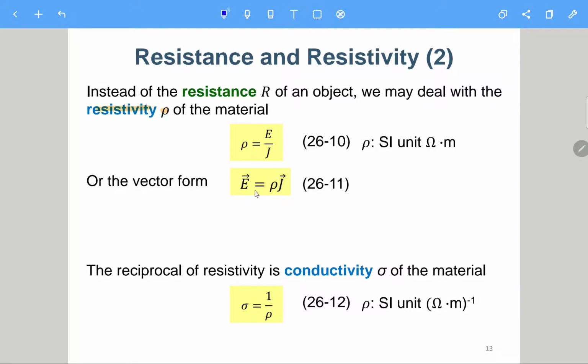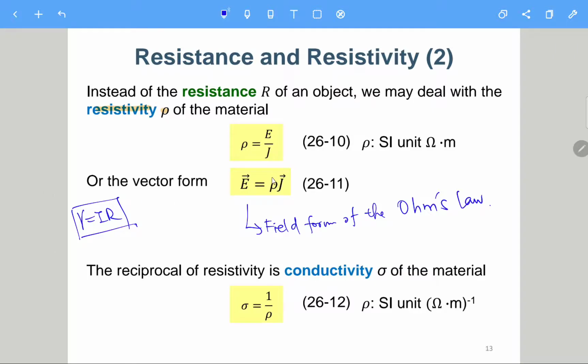So here, we have another equation, which is written as E equals rho J. Sometimes we call this the microscopic field form of Ohm's law. So it's another form of Ohm's law. Previously, we already know that V equals IR is the circuit form of Ohm's law. Here, E equals rho J, and this is a vector equation. Actually, this is equivalent to V equals IR. Here, V and I are scalars.